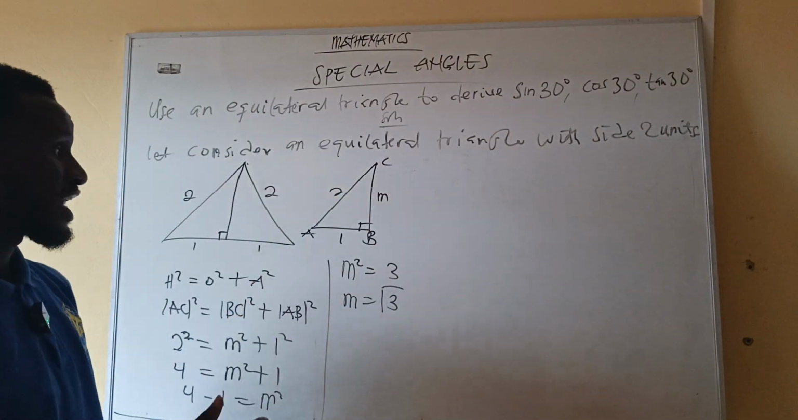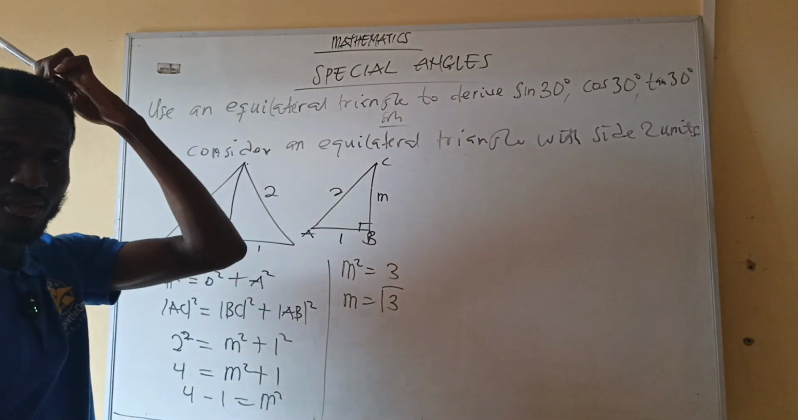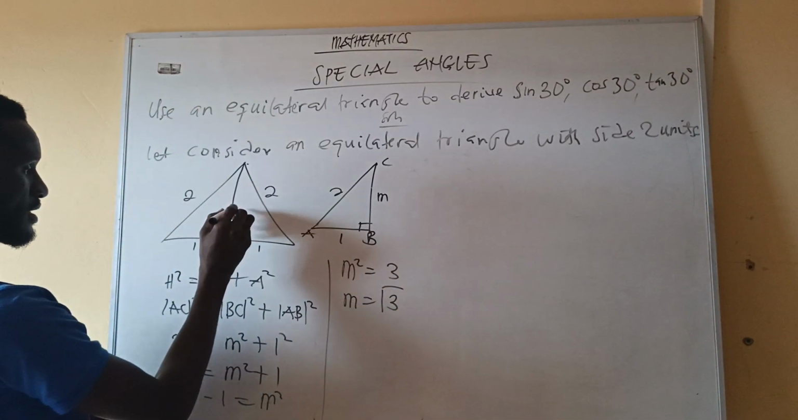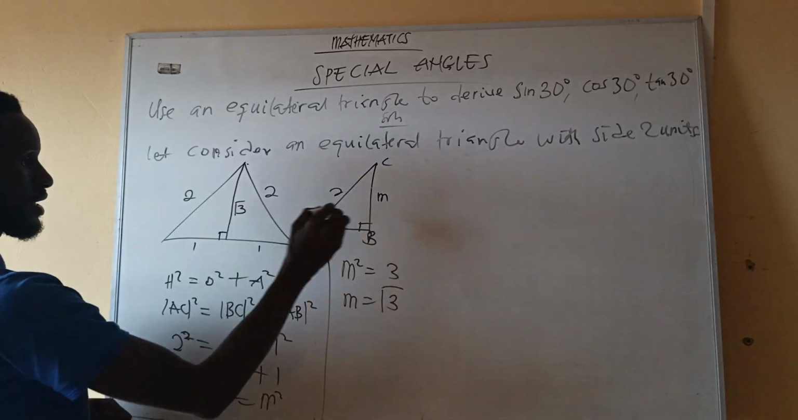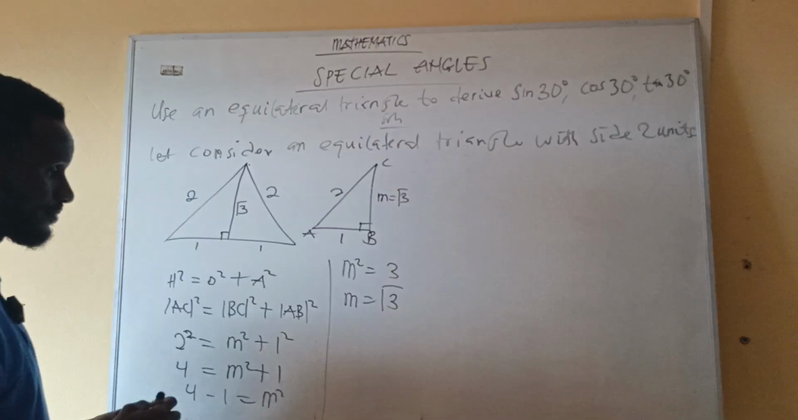We can bring plus or minus back, but this one is a length. I can't introduce minus here. So it means this side is root 3. This side is what? Root 3. Don't forget our equilateral triangle here.